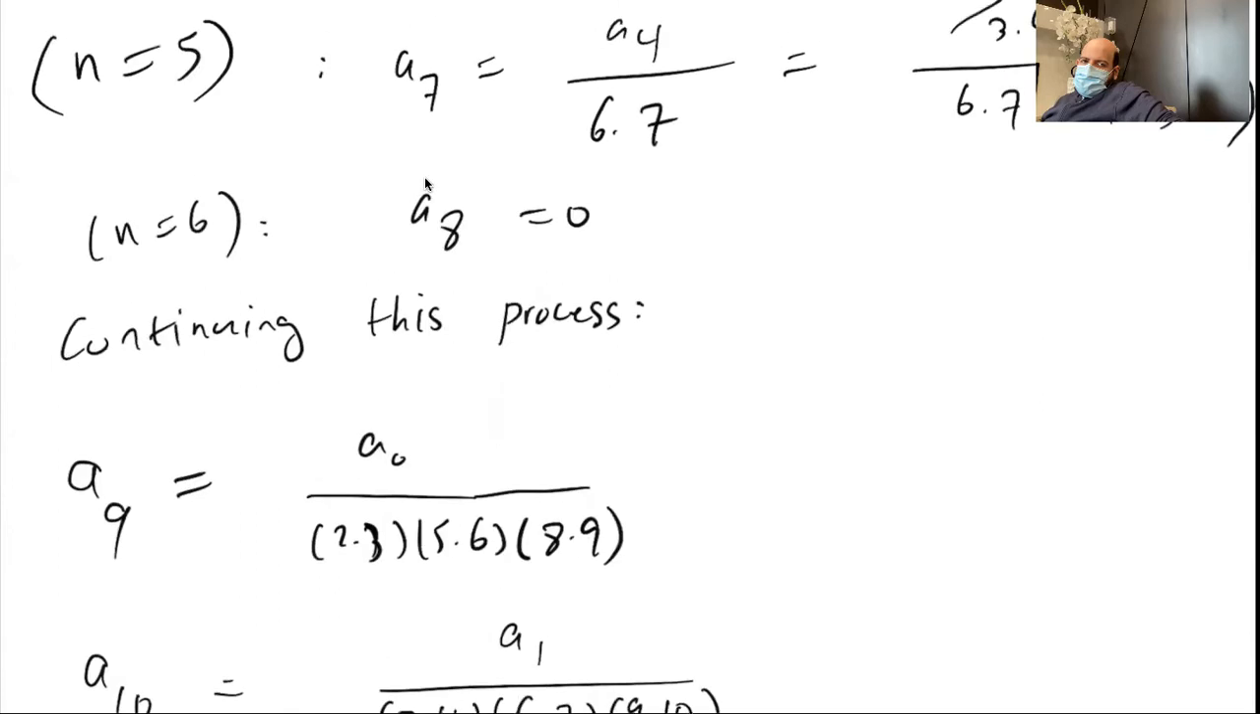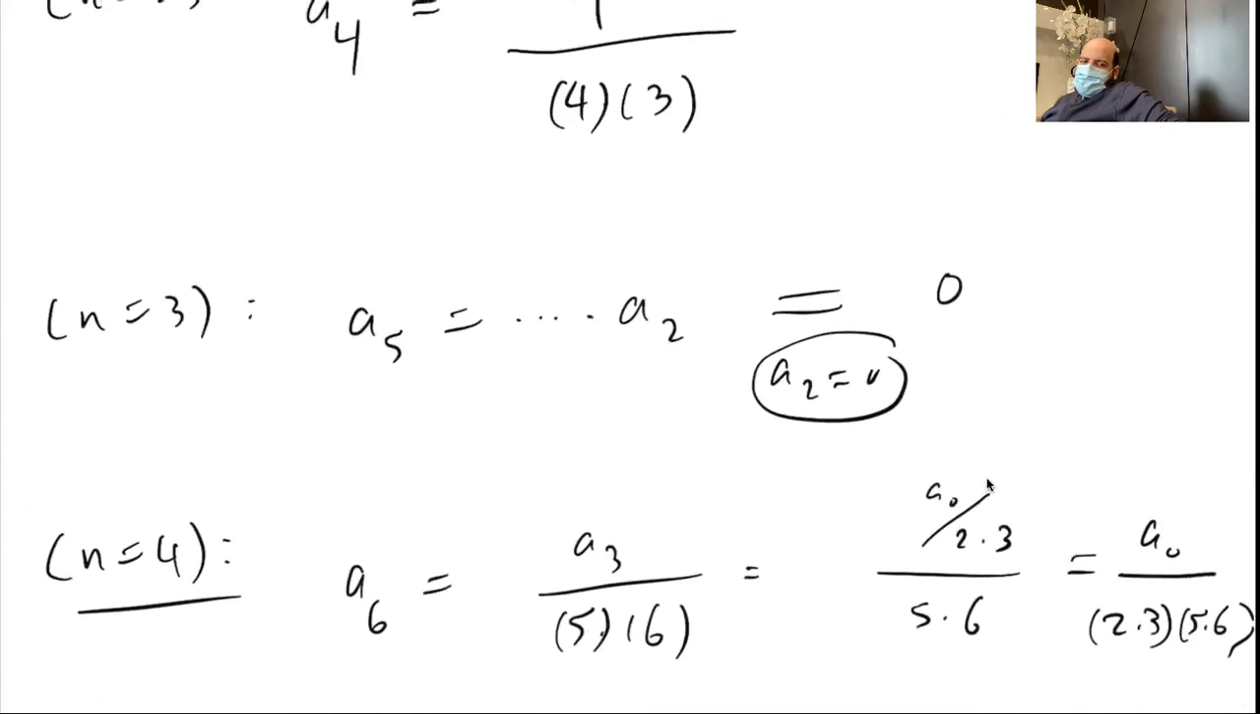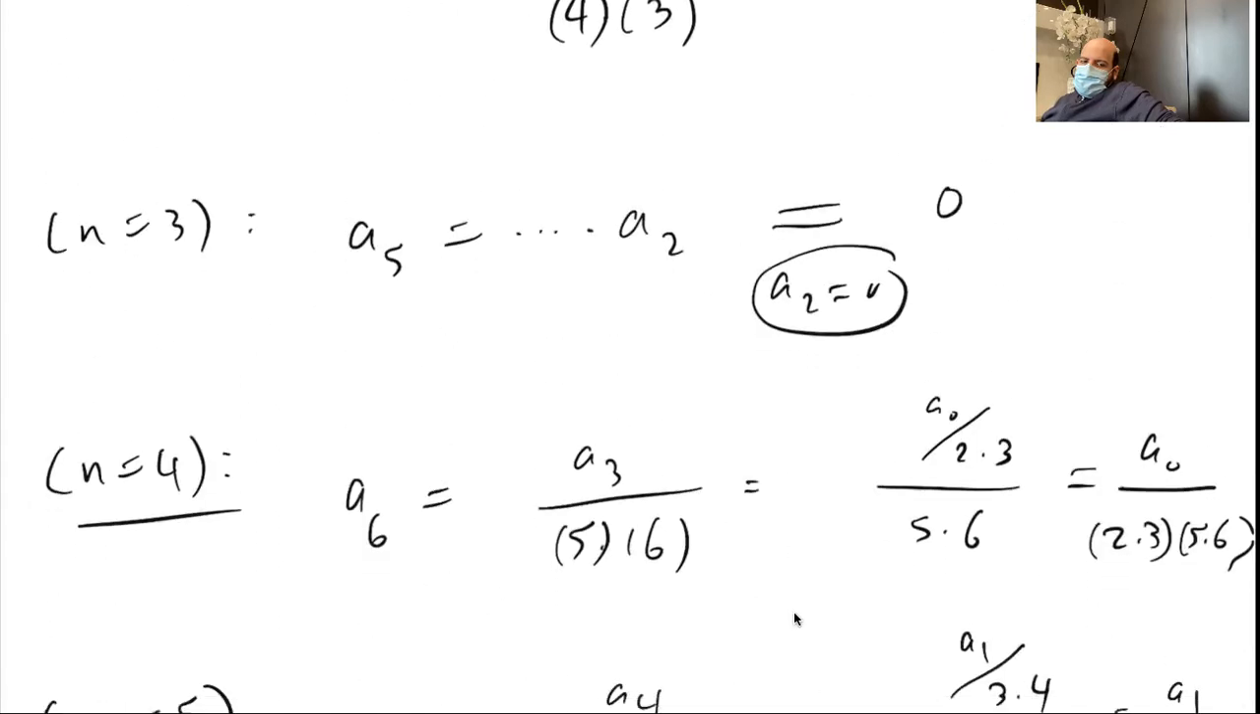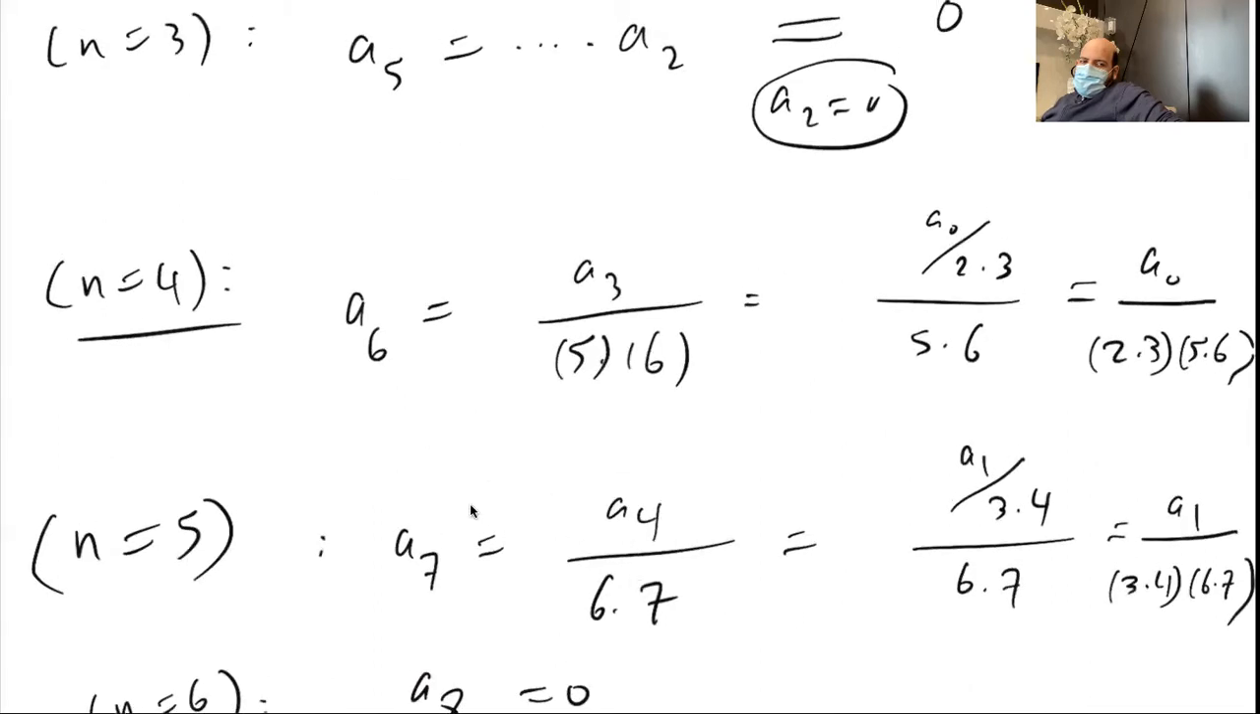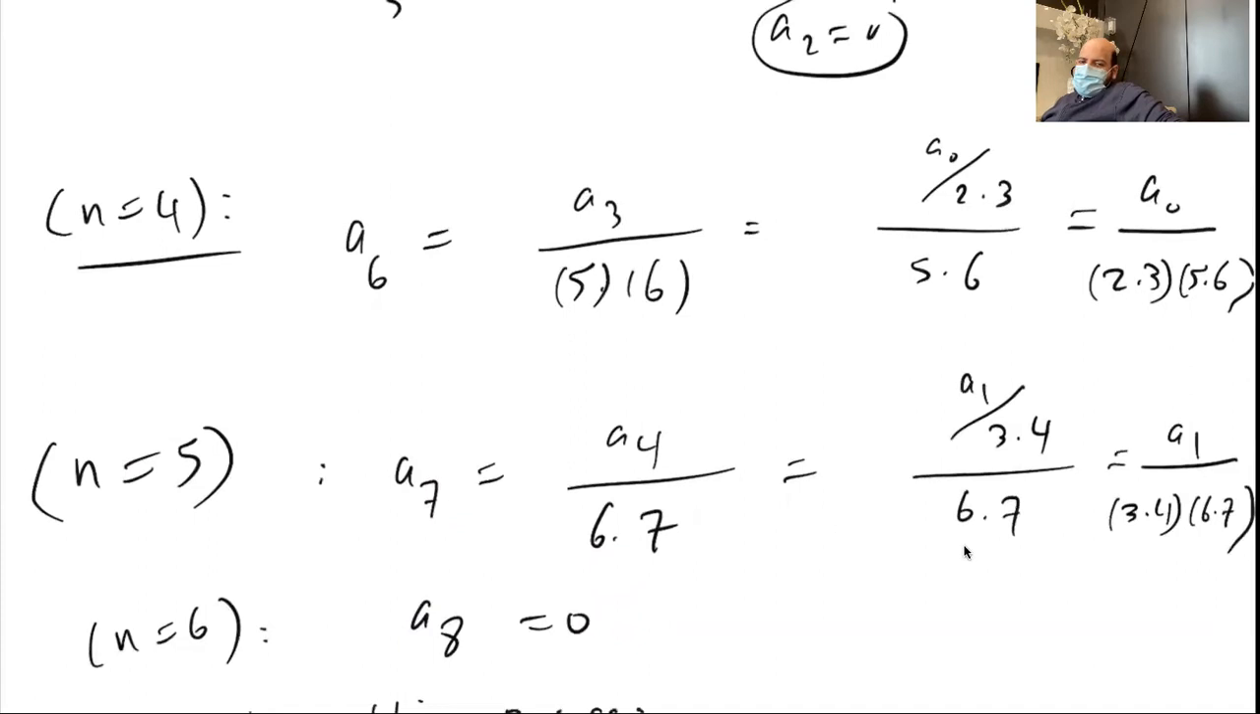And the numerator is A0, see? The numerator for A3, A6, A9 is A0, and the numerator of A4, A7, and all those terms is A1.